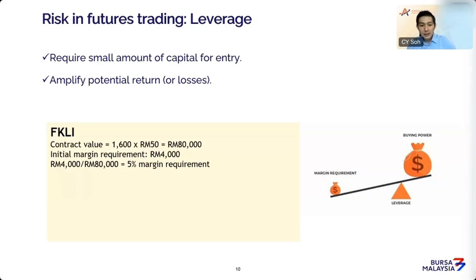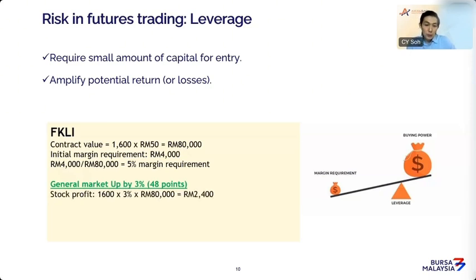So now let's say the general market is up by 3%. So 3% of 1,600 points is actually 48 points. So if you use 80,000 ringgit to invest in a well-diversified portfolio that tracks the Malaysia index, your stock portfolio follows the general market, which is up by 3%. So simply speaking, your stock portfolio is actually up by 3%.